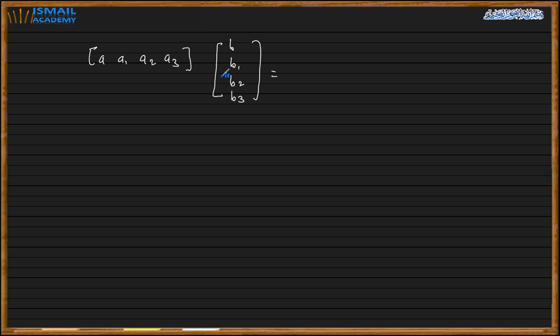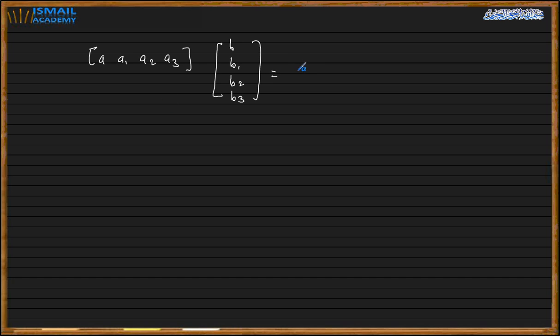You multiply the corresponding position. Multiply the corresponding position and add them at the end. So you multiply the first with the first, the second with the second, the third with the third, and the fourth with the fourth. If you have 5, the 5 with the 5, and so on.